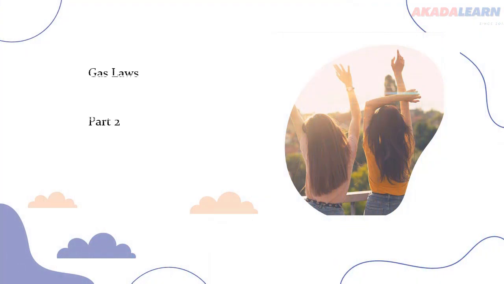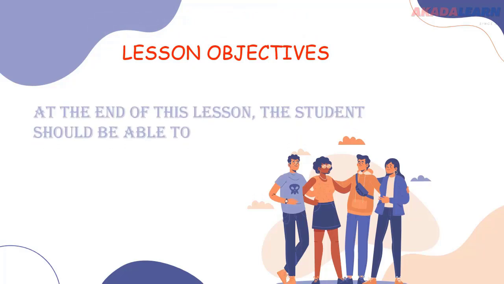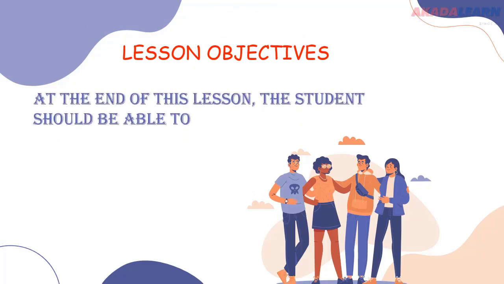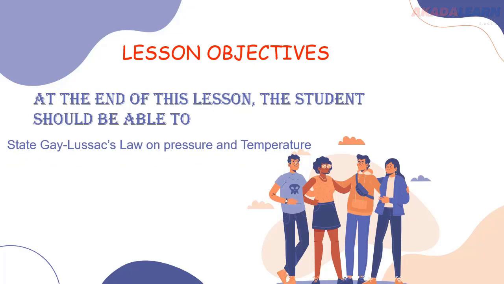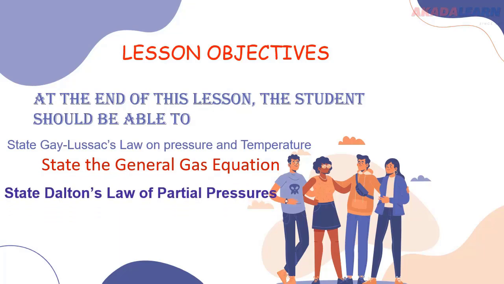In today's lesson, we are going to be taking the gas laws, but we are going to take part 2. So let's take a look at our lesson objectives. At the end of this lesson, the students should be able to state Gay-Lussac's law on pressure and temperature, state the general gas equation, state Dalton's law of partial pressure.